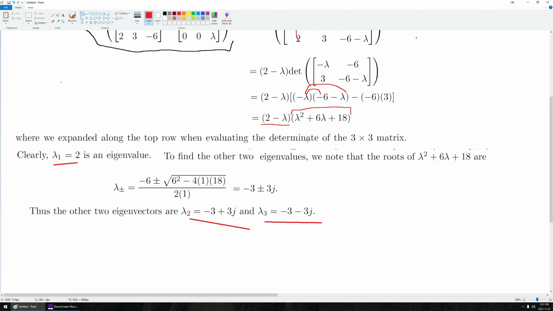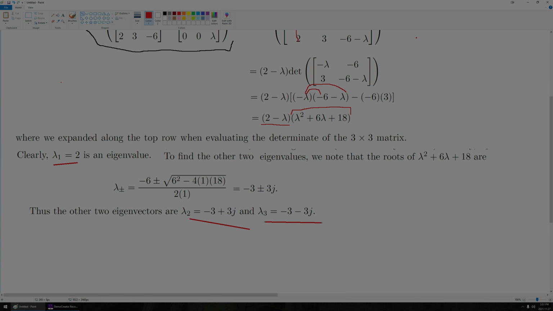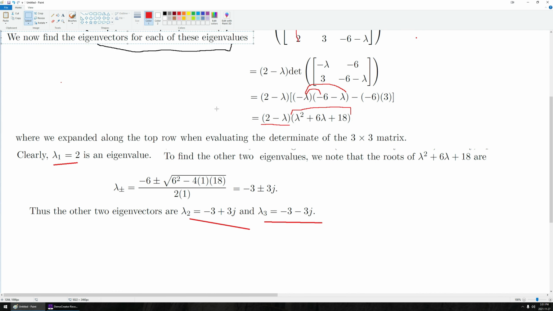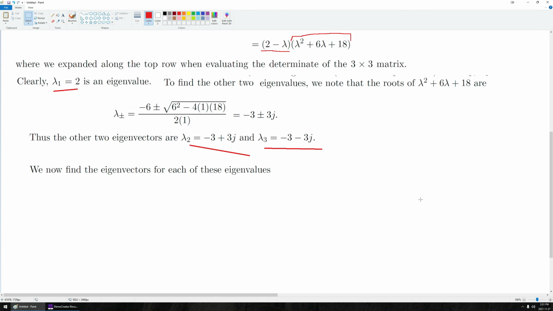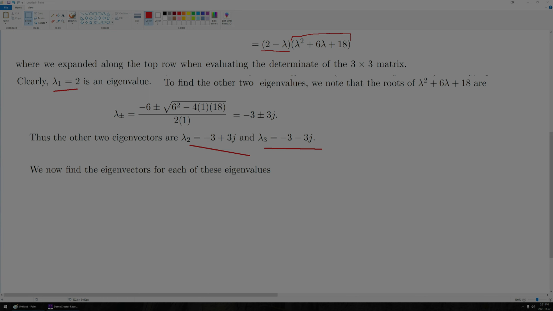So I have all of them. Now my goal is to simply find the eigenvectors associated with each one of these eigenvalues. In particular, I want to find an eigenvector for each eigenvalue. Okay, so let's just do this for lambda 1 is equal to 2 first. How do we go about doing this?